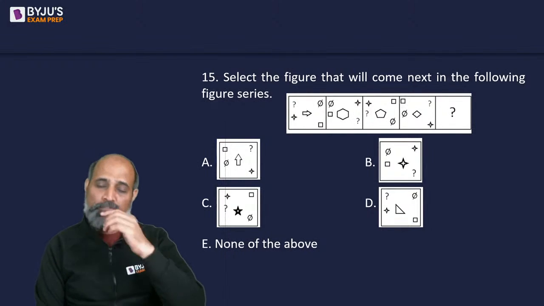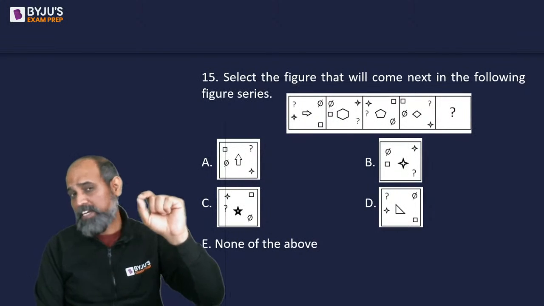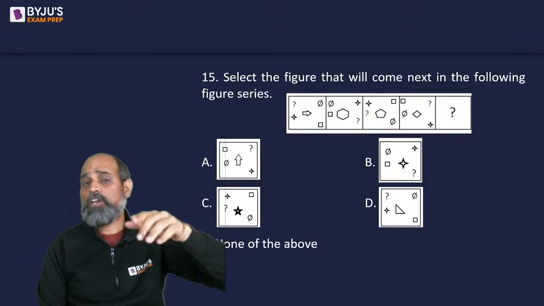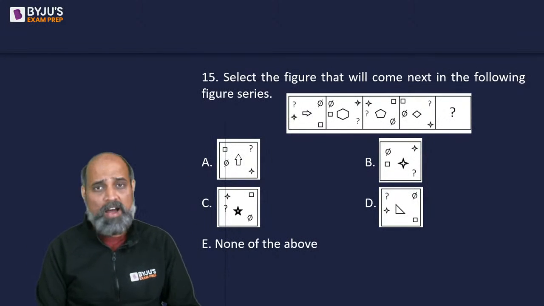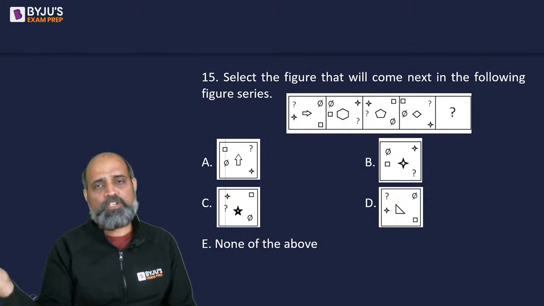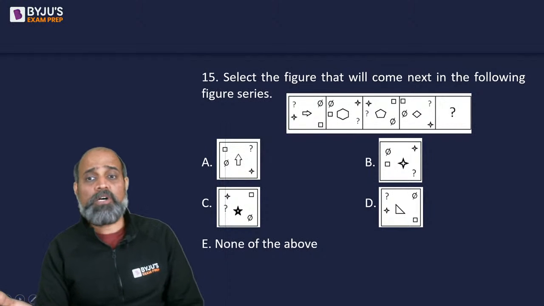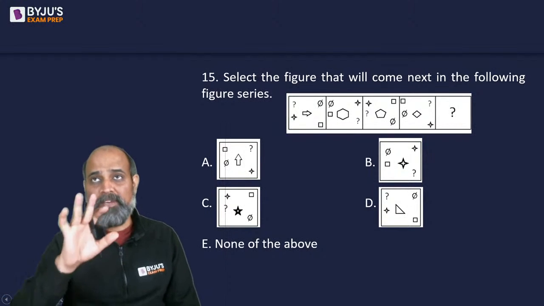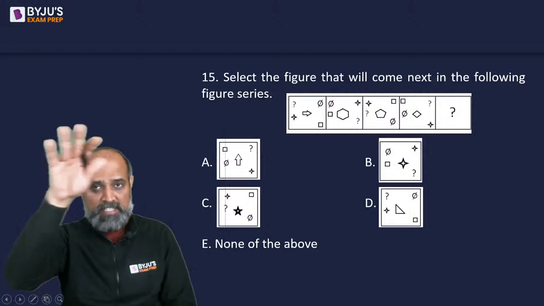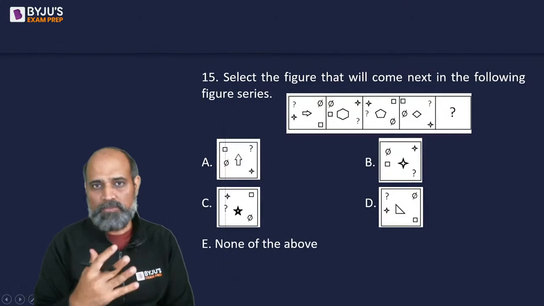So the first thing to follow is the small shapes that we have along the side of the square. Are they the same or are they changing? We have a question mark throughout. We have phi throughout. We have a star throughout, and we have a square throughout. So it means the small shapes at the corners or along the sides are not changing. They are just moving around.